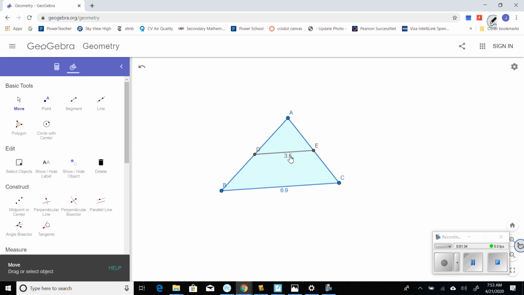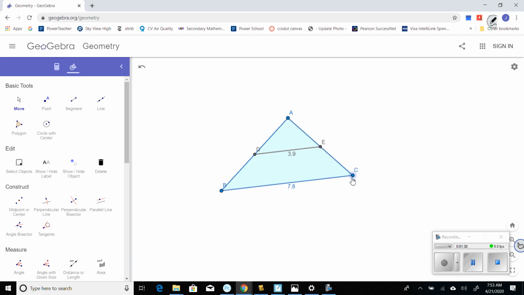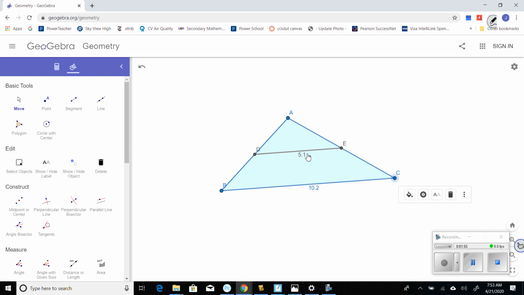Sometimes because of rounding issues, it doesn't work perfectly on GeoGebra here. But what I should see is that this third side is 7.2, and this side is 3.6. The third side is always double what the mid-segment is. Again, on GeoGebra sometimes, just because of rounding issues, it won't show that, right? There's 5.1 and 10.2.